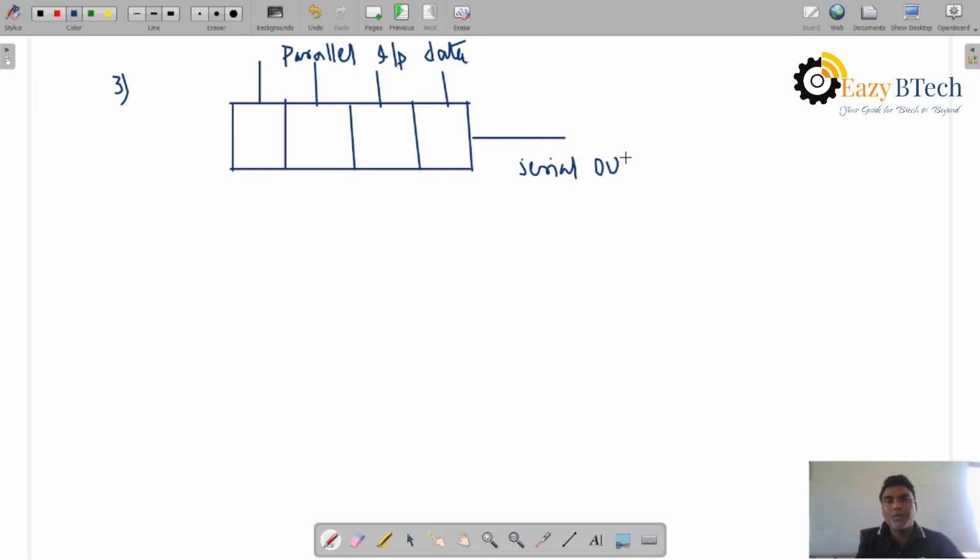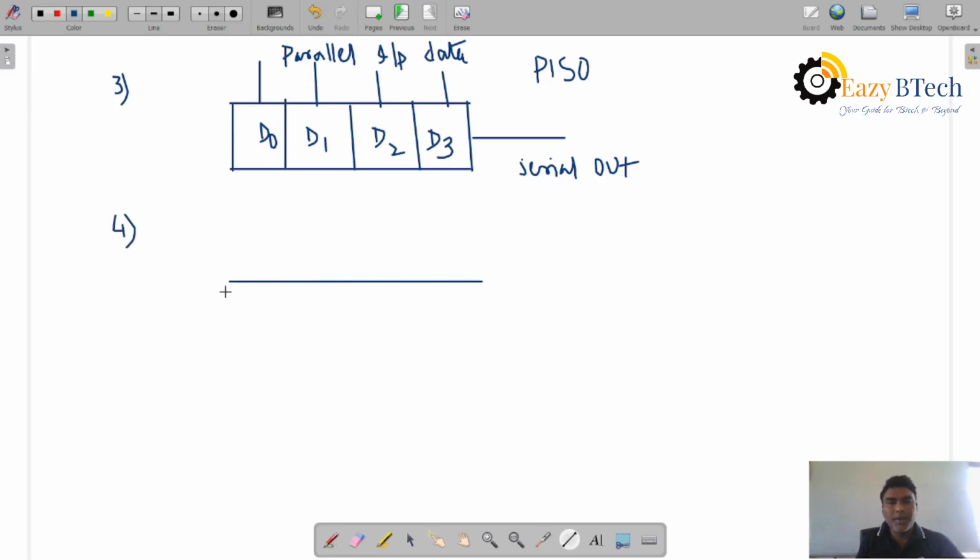Okay, serial out. Parallel input data, serial out. Let's take D0, D1, D2, D3 data processing to the flip-flop, right? So this is what we call parallel in, serial out.